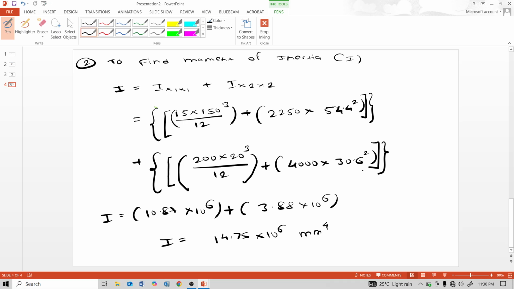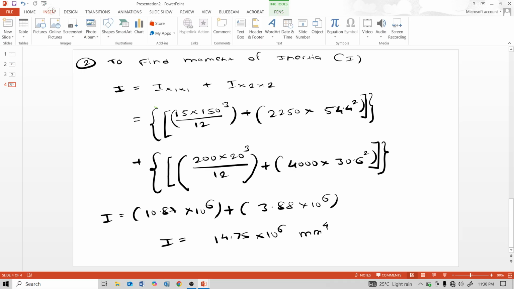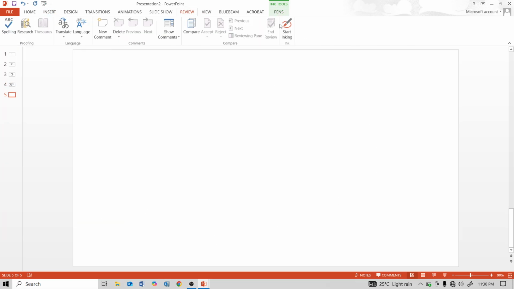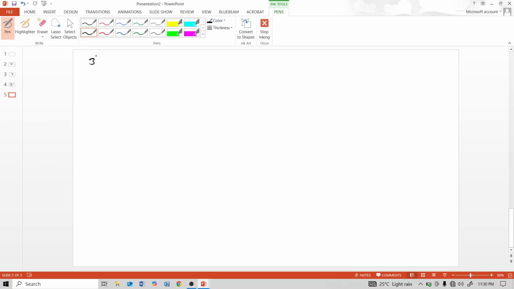Now, the next step is finding the shear stress. The shear stress at the extreme top and bottom portions is 0, and the next step is to solve for the shear stress at the junction and the shear stress at the neutral axis. So the third step: shear stress at extreme top and bottom is 0.